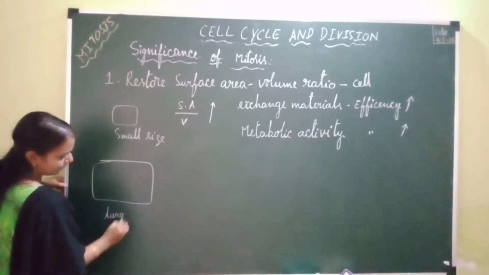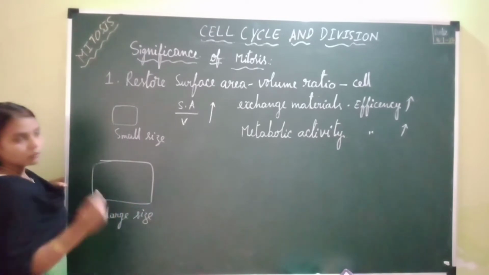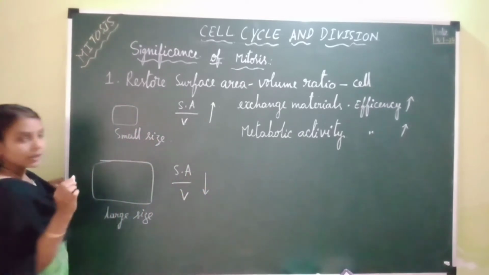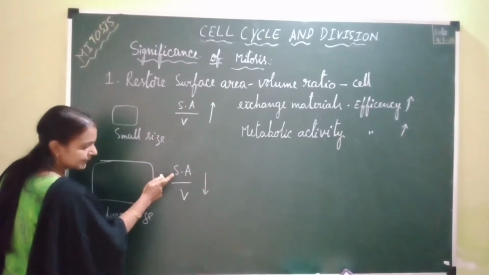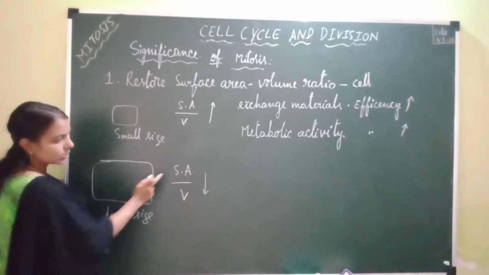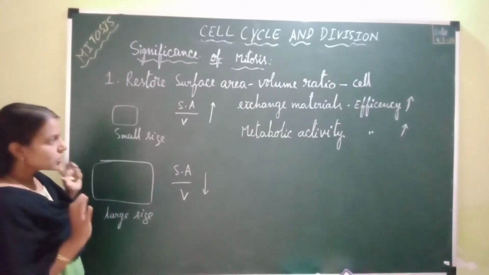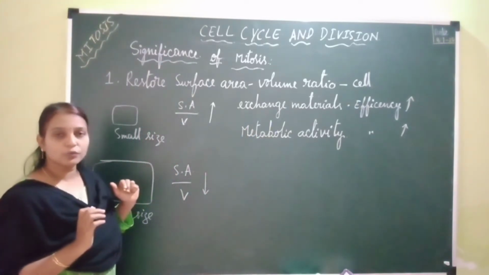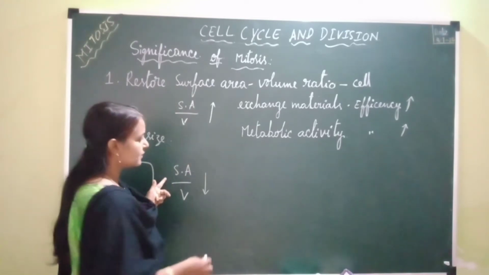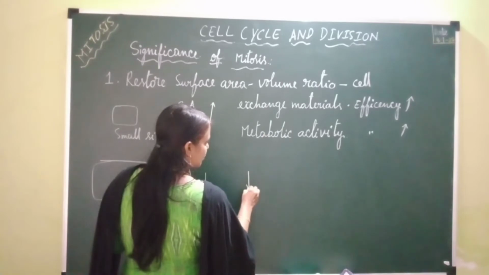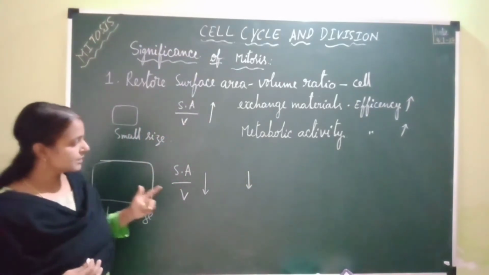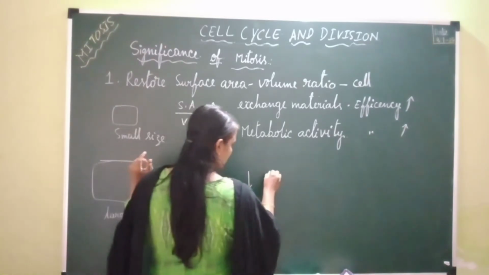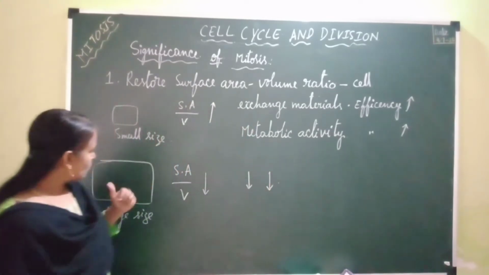Okay. So if the cell increases in size, if the cell grows in size, this is a large sized cell. What happens? The surface area to volume ratio of this cell will decrease, because surface area will be lesser than its volume, than its size. So in this case, the efficiency with which it can exchange materials will decrease, and even its efficiency to perform metabolic activities will also decrease.